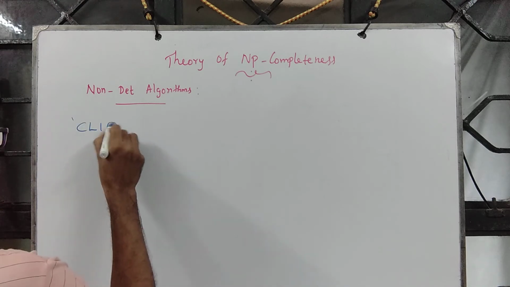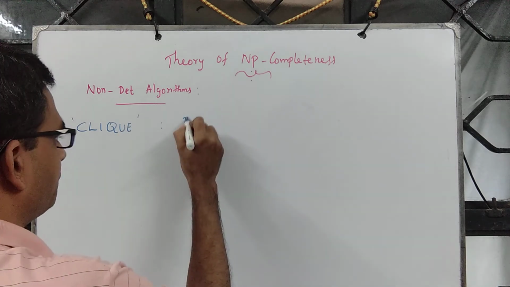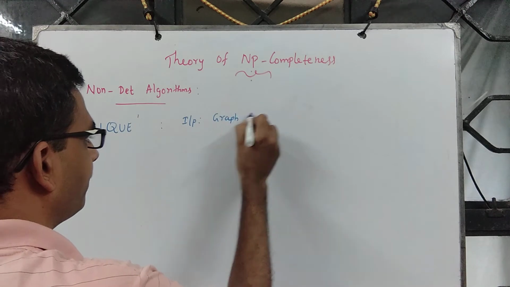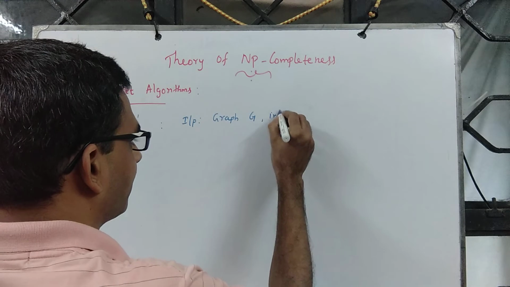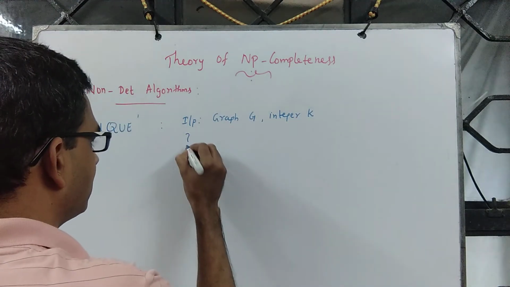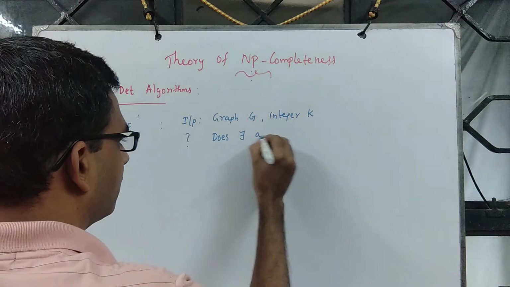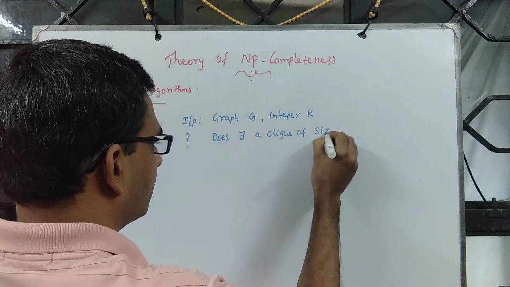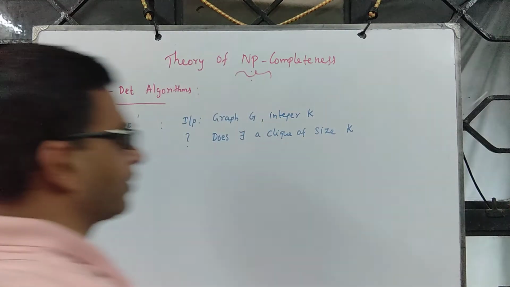The first problem is called CLIQUE. For this problem, input is a graph G and say an integer K. So the question is this: does there exist a clique of size say K?